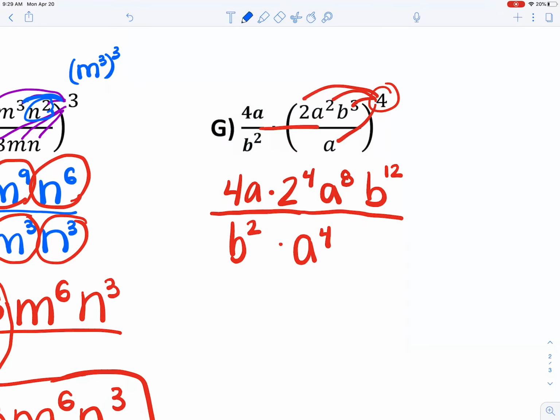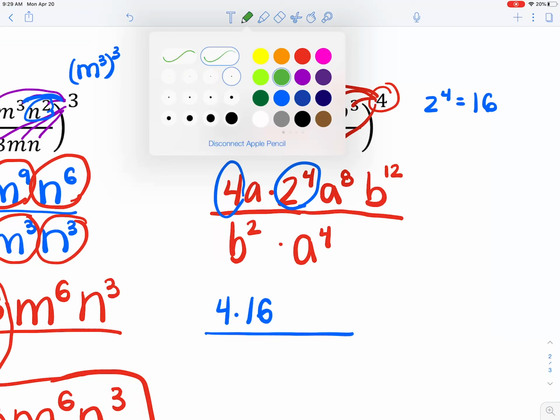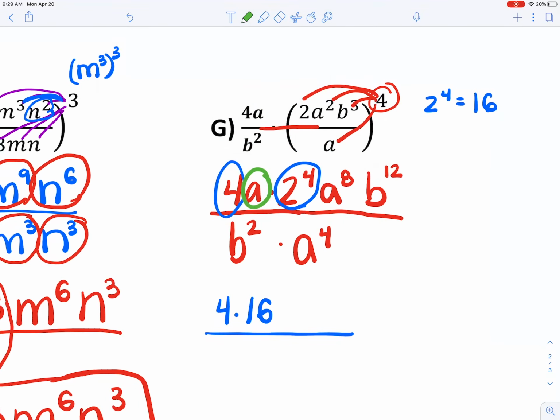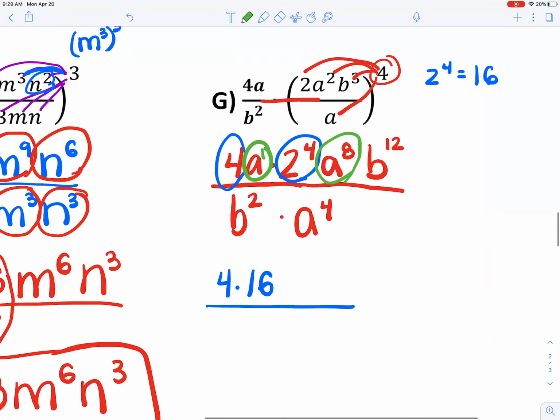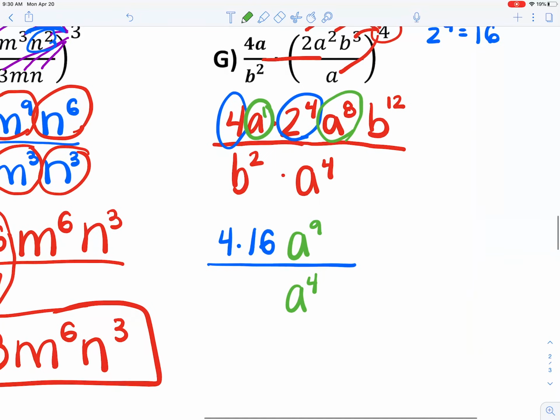And on bottom, we have a to the 4. Okay, I'm going to see what I can simplify. So 2 to the 4 is the number 16. Okay, so my two numbers here that are on the fraction, we have 4 times 16. All right, and then let's take a look at our a's. We have an a to the 1 and an a to the 8 on top. 1 plus 8 is 9. Okay, and then let's write the a to the 4 on the bottom. We'll do that in the next step.